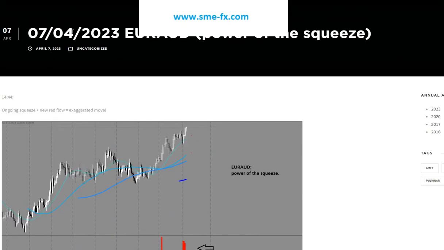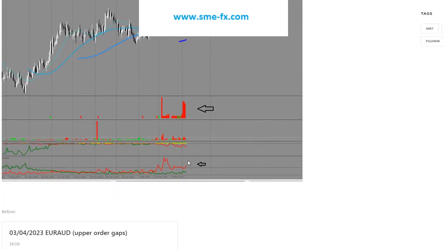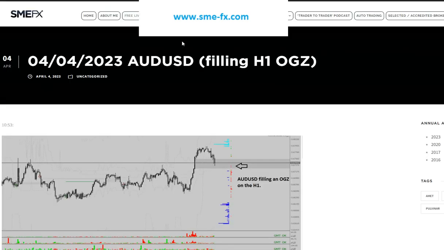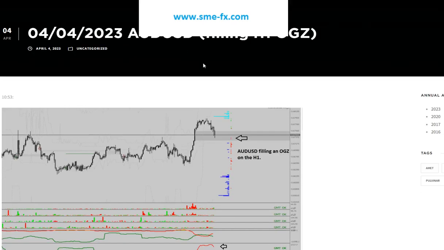Okay, and then on the 7th, look at that power of the squeeze. If you have a squeeze on the day chart, shorties coming into the market like here, it will go up and up and up like it did. Okay, these are the actual trends in the market. Nice one. Okay, Australian dollar.